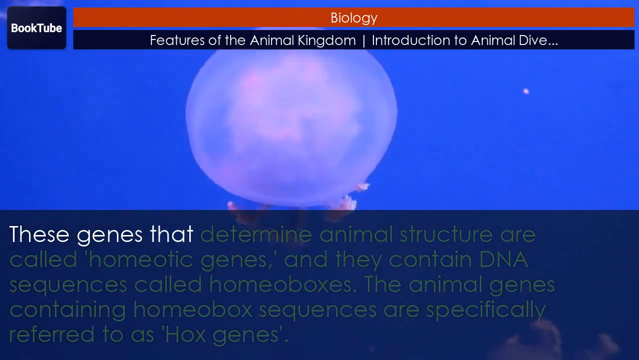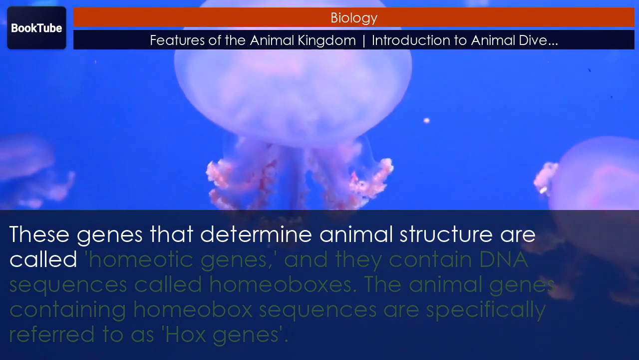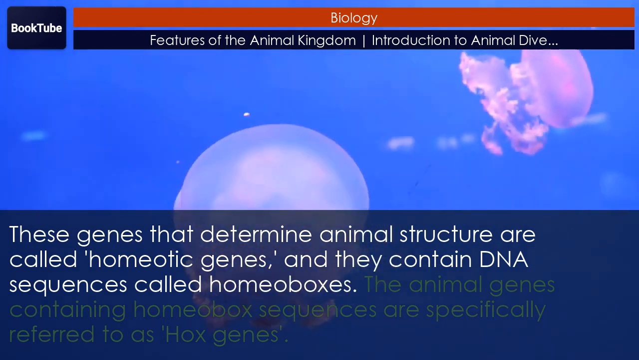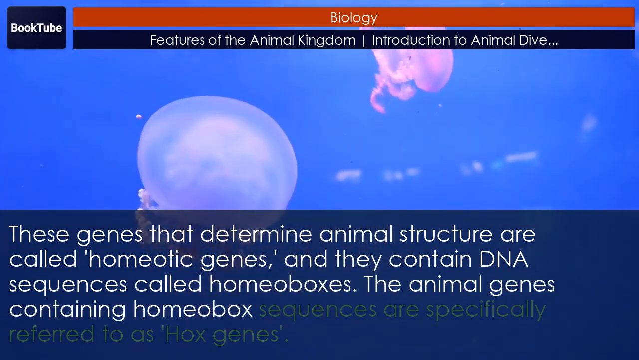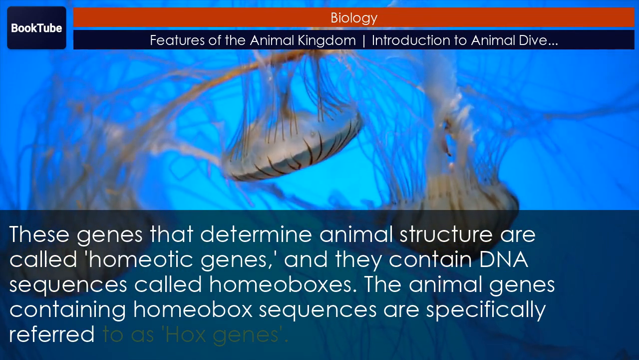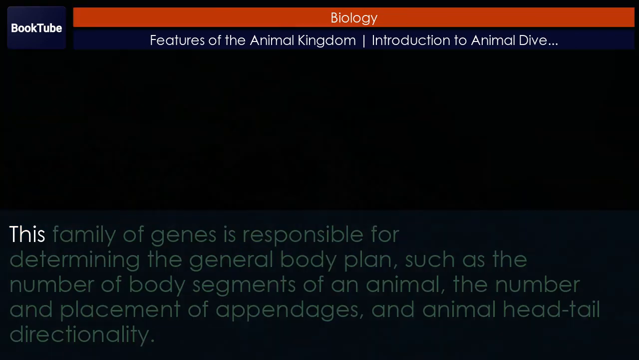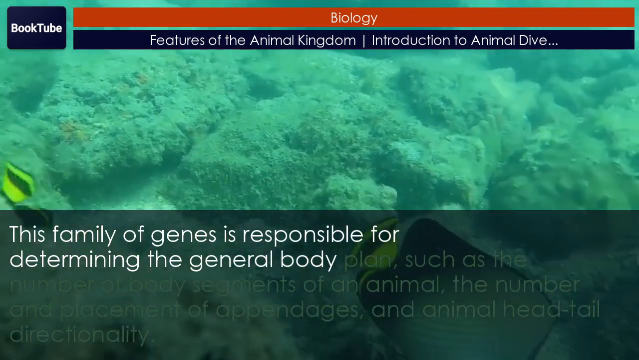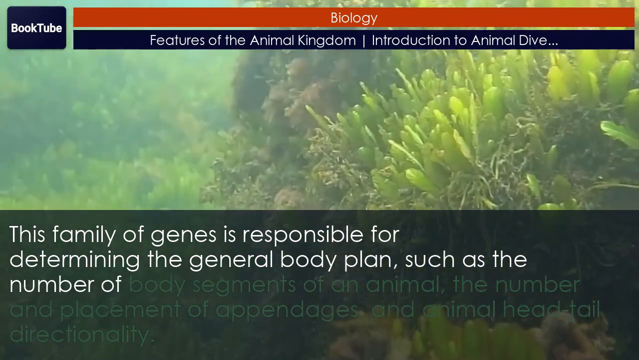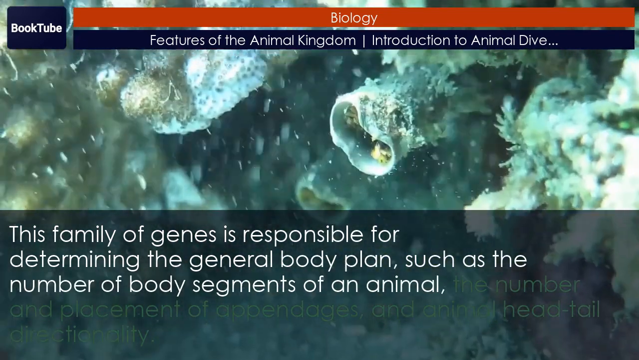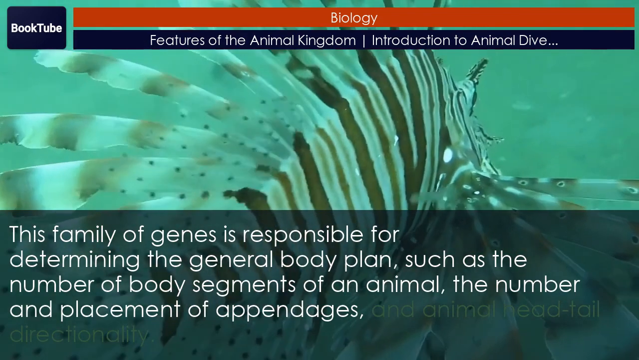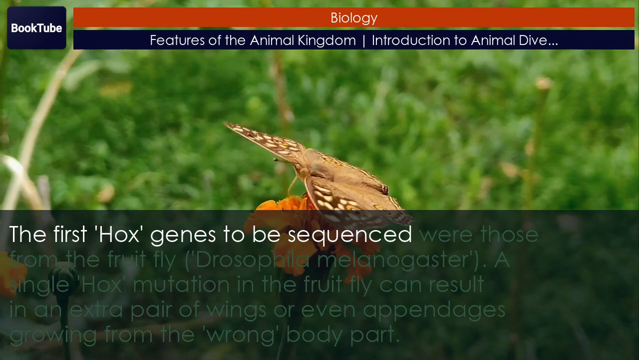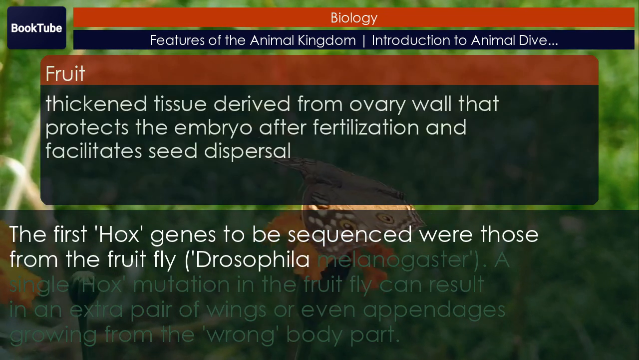These genes that determine animal structure are called homeotic genes, and they contain DNA sequences called homeoboxes. The animal genes containing homeobox sequences are specifically referred to as HOX genes. This family of genes is responsible for determining the general body plan, such as the number of body segments of an animal, the number and placement of appendages, and an animal's head-tail directionality. The first Hox genes to be sequenced were those from the fruit fly, Drosophila melanogaster.